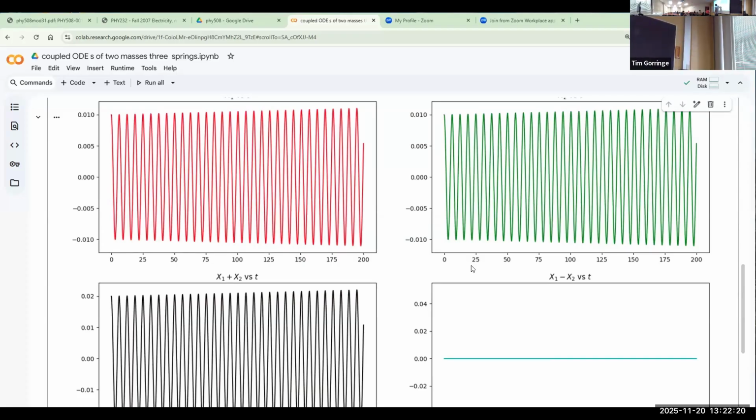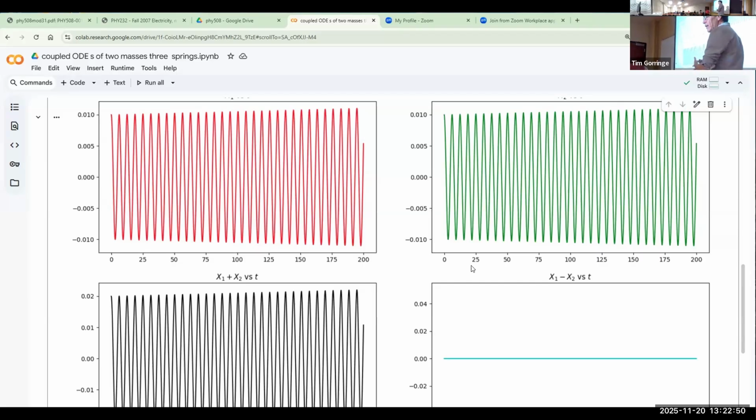Mass on the left is oscillating. Mass on the right now is oscillating. All three springs are active here. What can we say about their frequencies? Well, their frequencies look to be the same. The period is about 6. The way I set it up is 2 pi seconds, a little over 6 seconds. They're both 6 seconds, so they have the same frequencies.